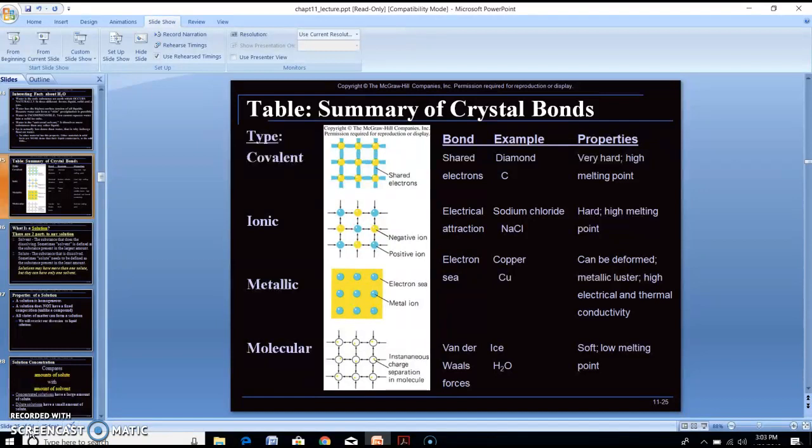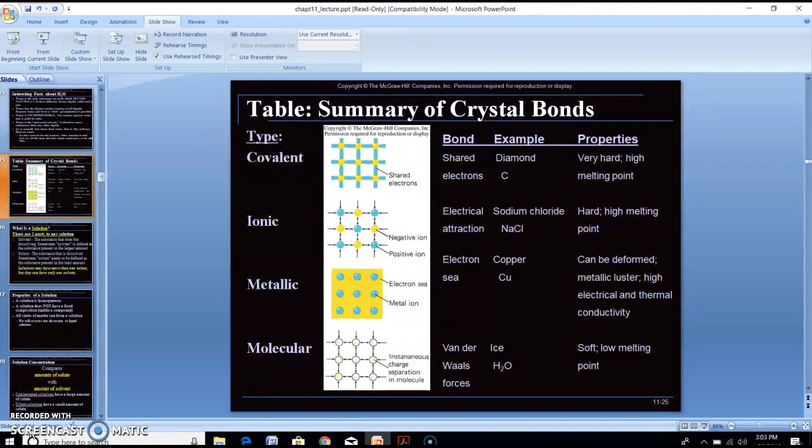The next type of crystals is ionic crystals. These crystals are formed with the electrical attraction between a positive and negative ion. An example is sodium chloride. And the properties of these materials are hard, with a high melting point.